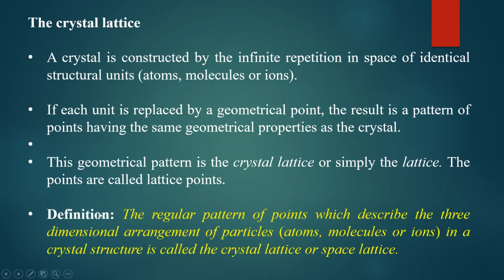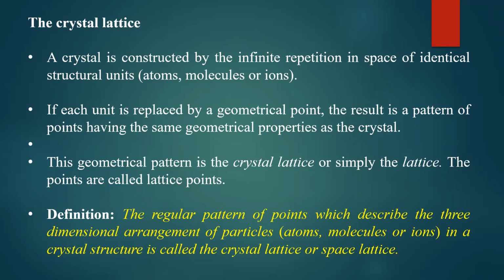Finally, you can define the crystal lattice as the regular pattern of points which describe the three-dimensional arrangement of particles, that is atoms, molecules, or ions, in a crystal structure. It is called the crystal lattice or space lattice, or simply the lattice. So it is a regular pattern of imaginary geometrical points that gives you the structure of the crystal. That is called the crystal lattice.